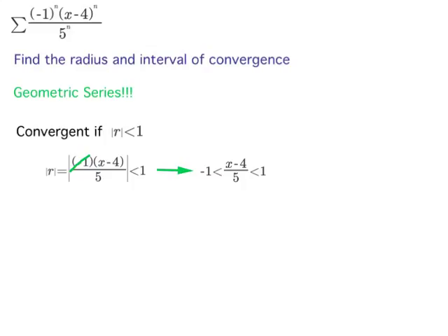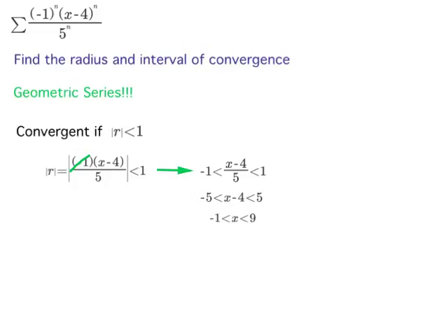If I solve this, it's a simple solution. I'd have that -5 is less than x - 4 is less than 5. Add the 4 all around, and I have that x has to be greater than -1 and less than 9.